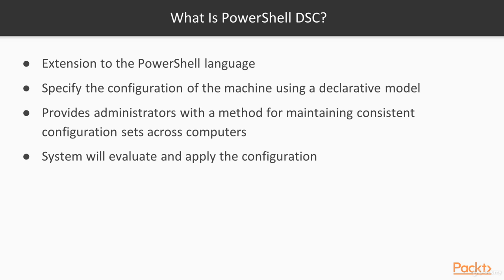Alright, so what exactly is PowerShell DSC? DSC is an extension to the PowerShell language. With DSC, you can specify the configuration of the machine using a declarative model in a simple standard way that is easy to maintain and understand. The goal of DSC is to provide administrators with a method for maintaining consistent configuration sets across computers or devices. You can write an expression describing a system configuration, and the system will evaluate and apply the configuration.